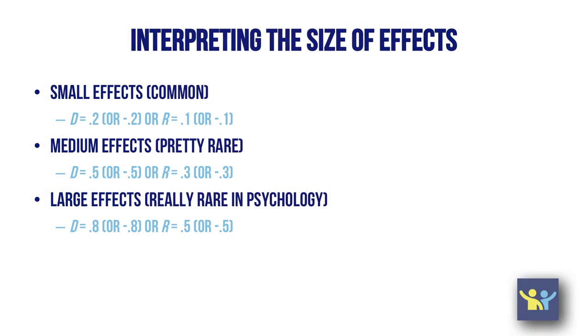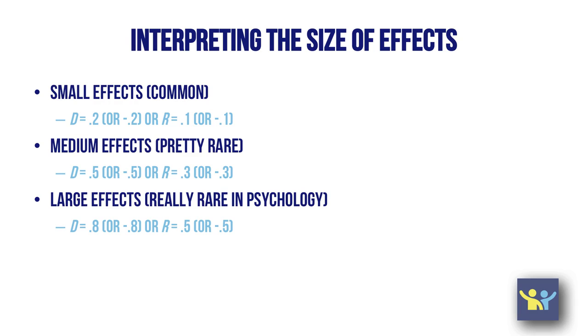This slide shows how to interpret the values of r or d. An r value of 0.1 or negative 0.1 is small, a value of 0.3 or negative 0.3 is medium, and 0.5 or negative 0.5 is large. Cohen's d, which tells you the size of the difference between groups, doesn't have the same limitation in range as r. A Cohen's d of 0.2 or negative 0.2 is small, 0.5 or negative 0.5 is medium, and 0.8 or negative 0.8 is large. But Cohen's d can be over 1.